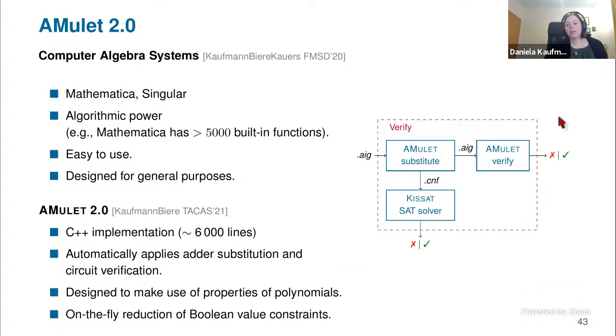Yeah, and here on the right, you see the typical tool flow for AMulet. So at first, we give it the input AIG, then the adder substitution happens, where AMulet outputs the CNF encoding, which we can give to a SAT solver, for example, Kissat, to tell us whether the replacement of the final stage adder is correct. And the rewritten multiplier is again an AIG, which is then given again to our tool AMulet, where then the verification step happens.